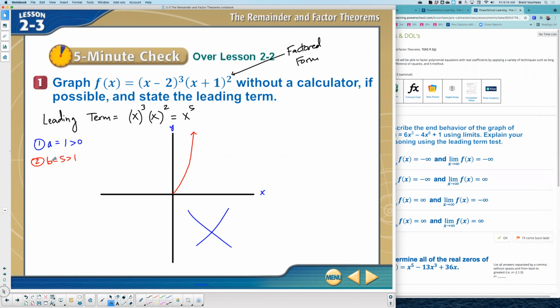Okay, and then finally, third rule: is this even or odd? And what does that mean?